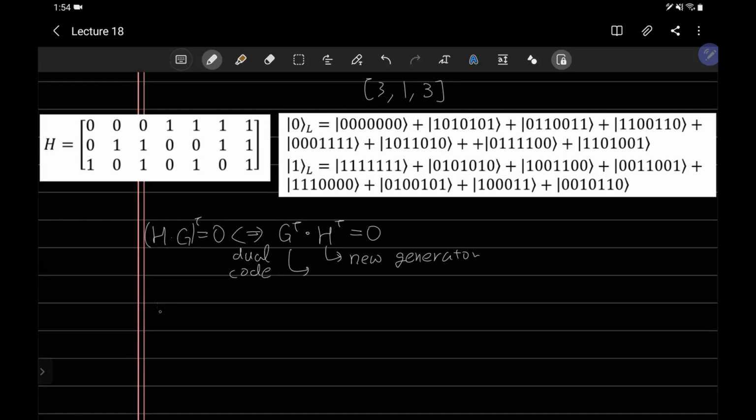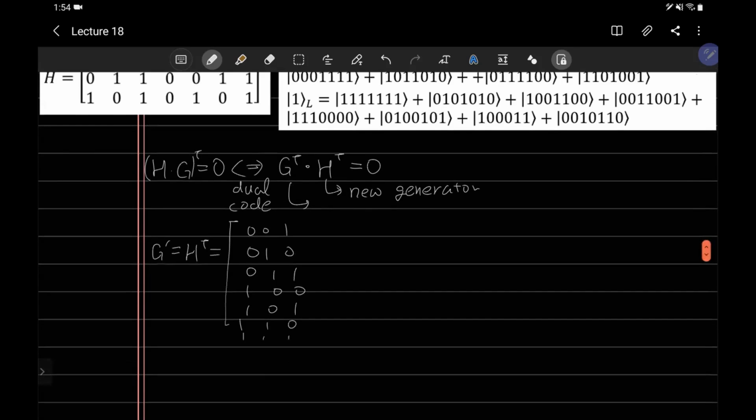So for the new generator, let's say that we denote this new generator as G prime. What we have to do is just transpose this entire matrix, which means 0, 0, 1, 1, 0, 1, 0, 1, 1, 1, 0, 0, 1, 0, 1, 1, 1, 0, 1, 1, 1, a matrix like this one.